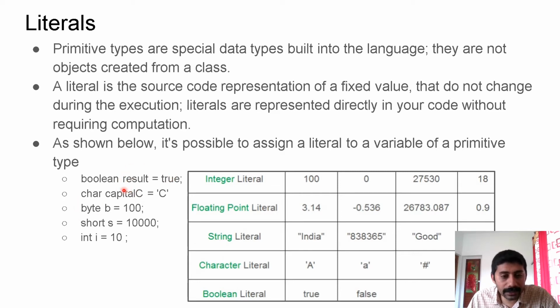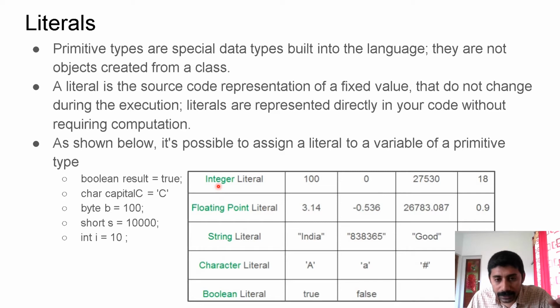To a character variable, see I am creating a character variable capital C. To that I can assign any character value, which should be within single quotes. So this particular 'C' is a literal. Now to a byte variable I can store 100. That is allowed because 100 will fit in 8 bits. So this 100 is nothing but a literal. To a short variable I can store 10,000. Fine, that will fit in the size, and this is nothing but a literal. So a literal is nothing but the source code representation of a fixed value.